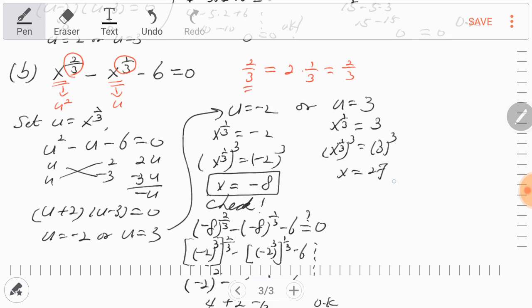So once we got this one, what do we do? We've got to check. Okay, check. So when we check this one, it satisfies the equation. Let me skip. You try. Then this will satisfy the equation. So the solutions are -8 and 27. Okay, these two are the solutions. Please check this.